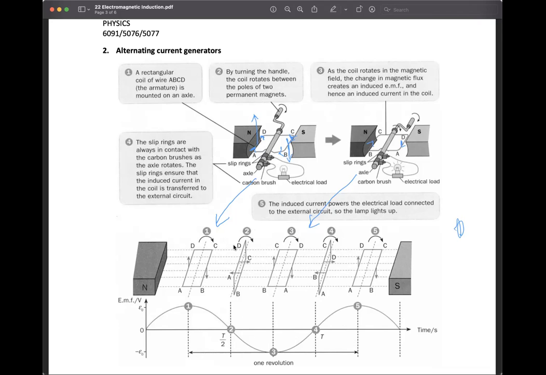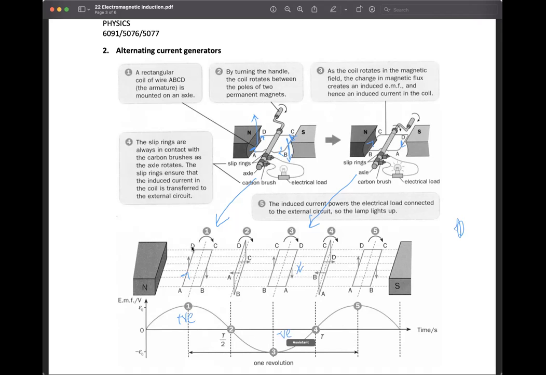Okay, so what happened is this. We talk about EMF. In this case, let's say we talk about side AD. When AD is moving from A to D, it is positive. Then when it's moving from D to A, it becomes negative.